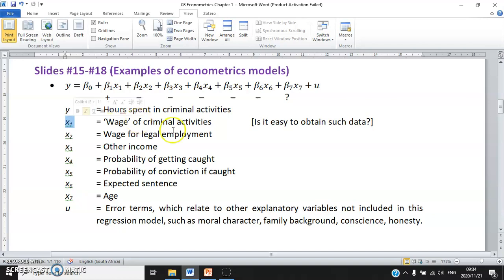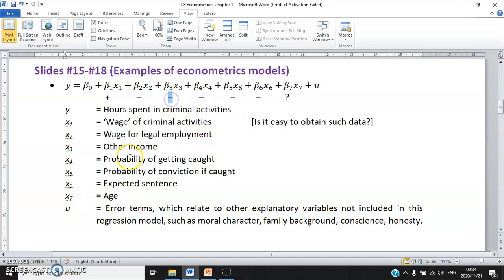Okay, X2 is the wage for legal employment. The labor force survey does capture information on wage in formal employment. So I expect B2 to be negative, because if we can earn more in legal employment, then obviously we would spend less time on crime. Why would we be so silly as to commit crime if we already earn a lot in our legal employment?